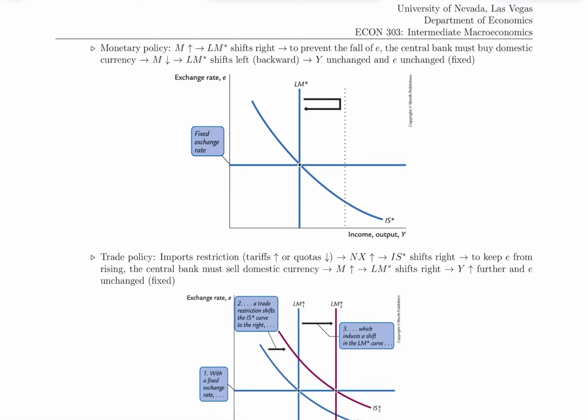Monetary policy. An increase in the money supply M shifts LM* to the right. To keep the exchange rate E from falling or depreciating, the central bank must buy domestic currency. This reduces the money supply M, causing LM* to shift back to its original position. As a result, both output Y and the exchange rate E remain unchanged because E is fixed.